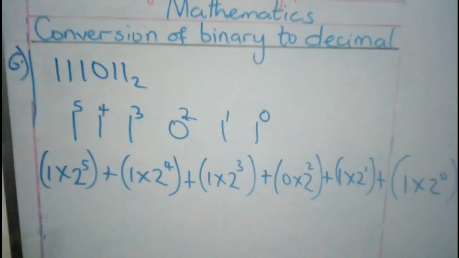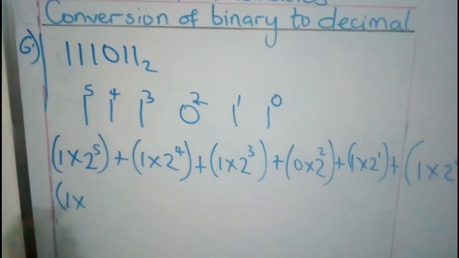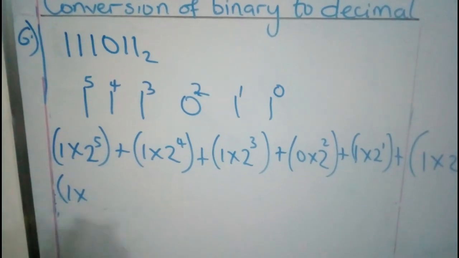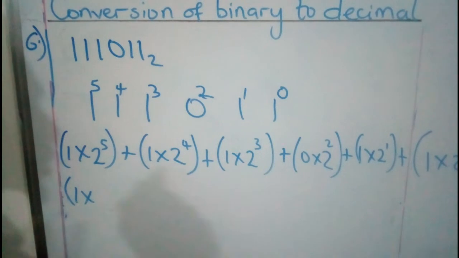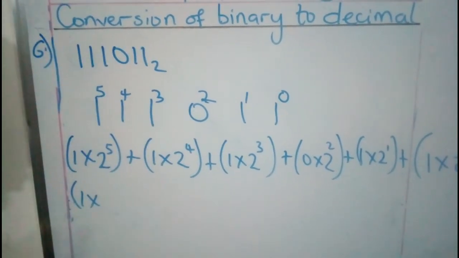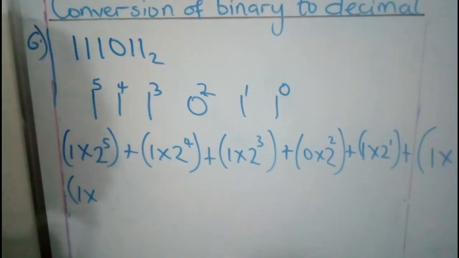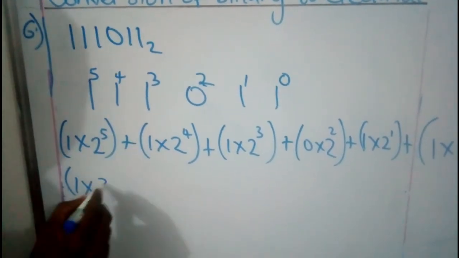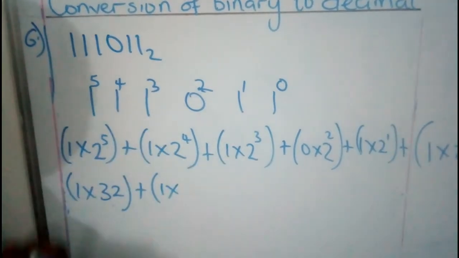Alright, let's solve the power now. This gives us 1 times, what is 2 raised to power 5? Take your time to do this. Don't rush over it. 2 raised to power 5 means 2 multiplied by itself 5 times. That is 2 times 2 times 2 times 2 times 2. That's 2 times 2, 4. 4 times 2, 8. 8 times 2, 16. 16 times 2, 32. So 2 raised to power 5 is what? 32.